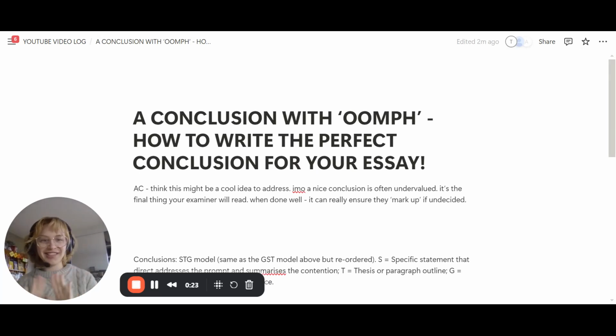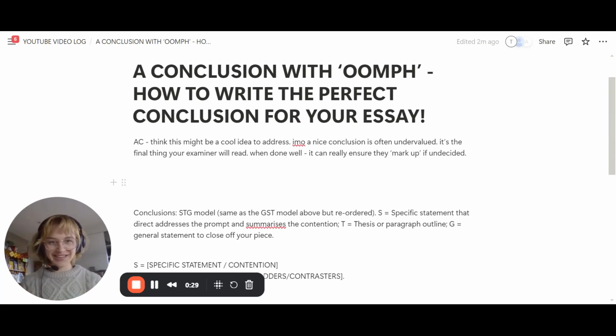And I thought I'd just leave the title of this page as it is because I thought it would be a cool idea for you guys to see a little bit of an insight into how things work here at Eng Lang Pro. So I've got a cute little note here from my coworker who says, think this might be a cool idea to address.